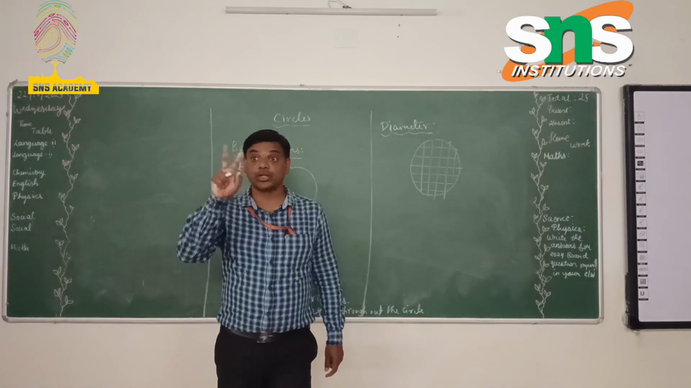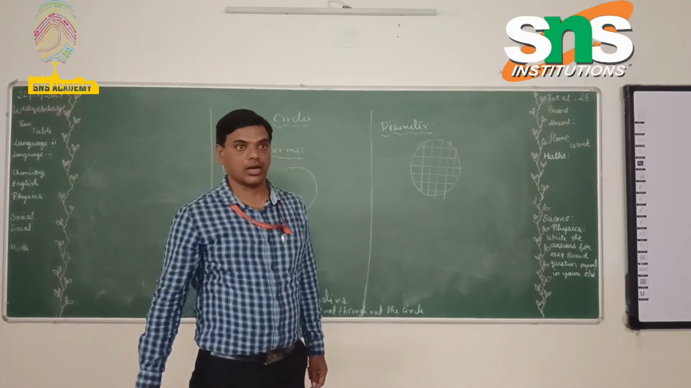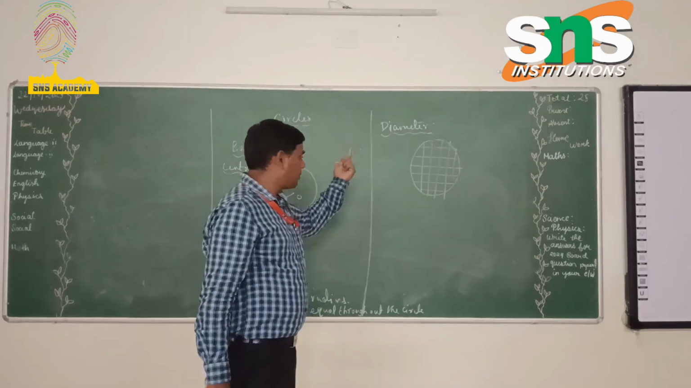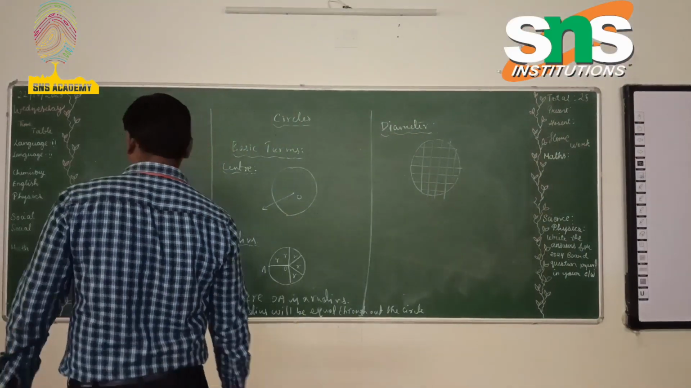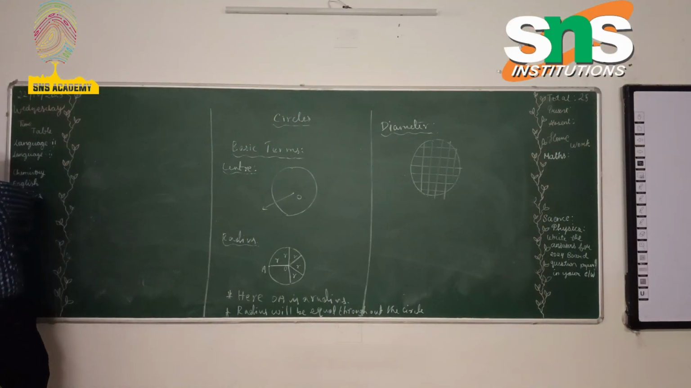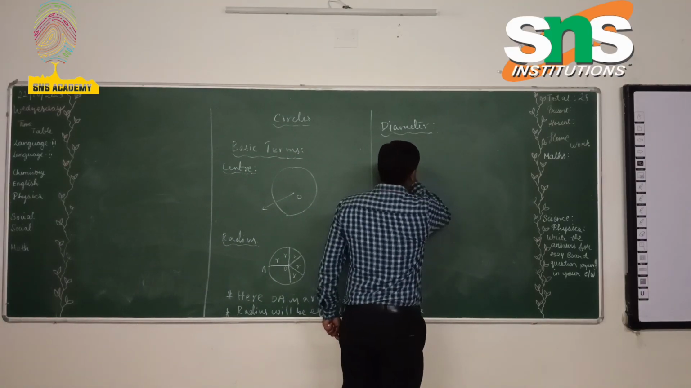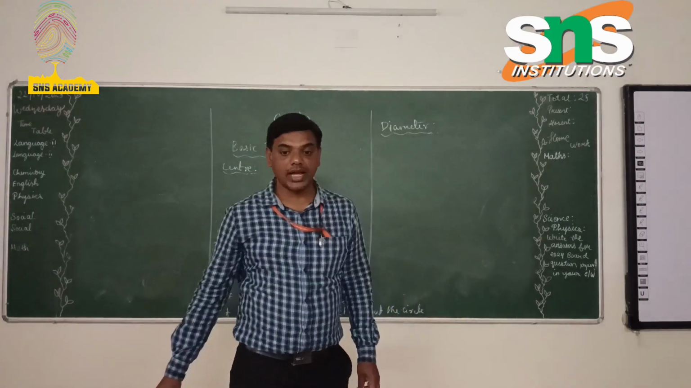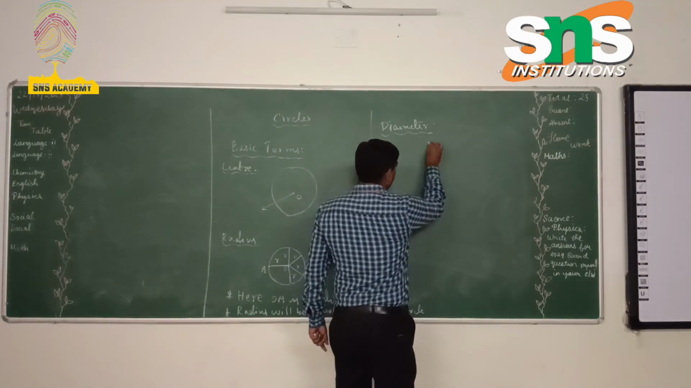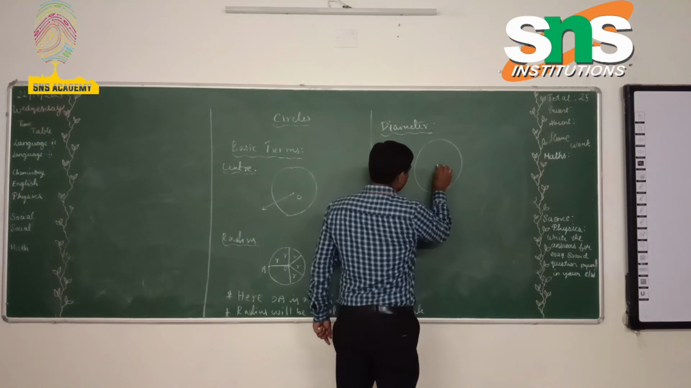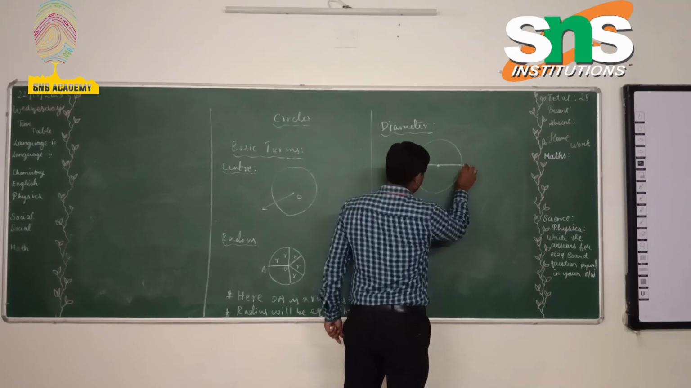Okay, if you are going to join two points in the circle, that is called what? We can draw the chord. Based on this diameter, the chord which passes through the center is called what? It is the diameter. The chord which passes through the center is called the diameter.